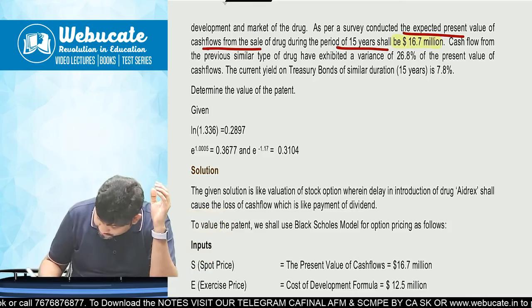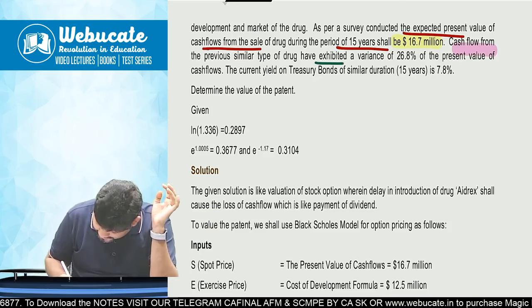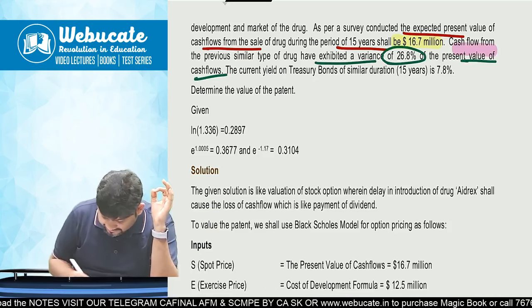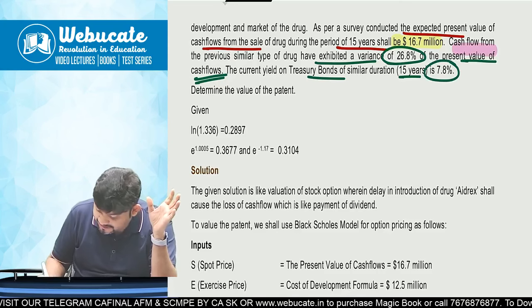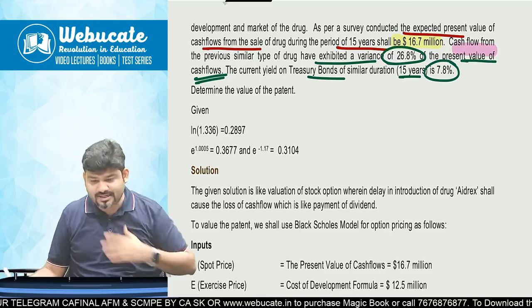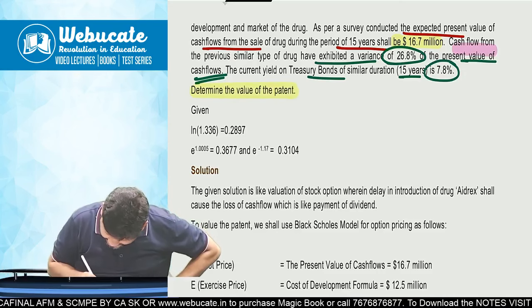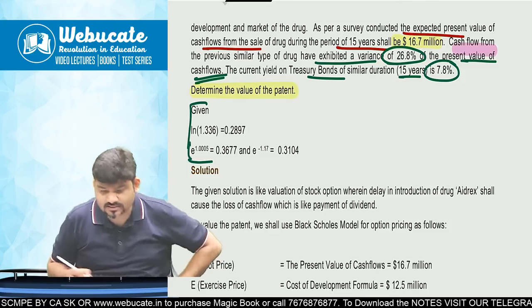Cash flows from the previous similar type of drug have exhibited a variance of 26.8% of the present value of the cash flows. The current yield on bonds of similar duration is 7.8%. Determine the value of the patent. Given information is as here.